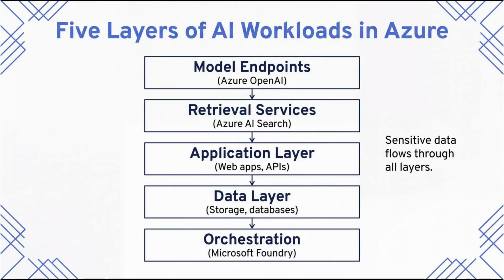AI workloads in Azure span five distinct layers where sensitive data flows throughout. At the bottom is orchestration via Microsoft Foundry. Above that is the data layer, storage, databases, followed by the application layer, the apps, APIs, retrieval services, Azure AI Search, and finally model endpoints, Azure OpenAI. Threats can enter at any layer and propagate upward, making defense in depth across all layers essential.